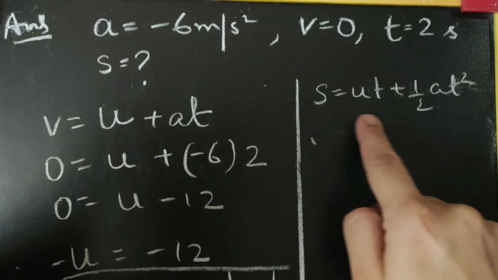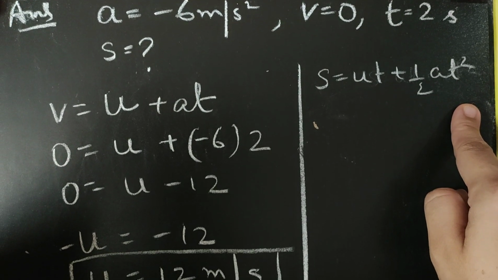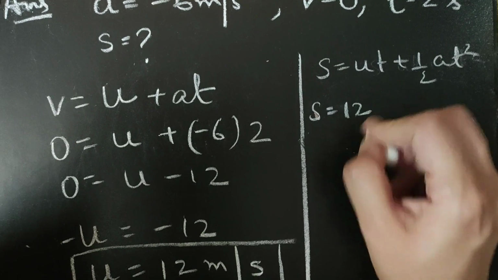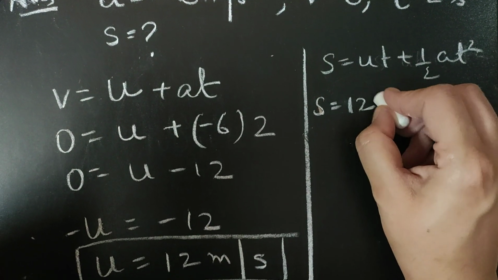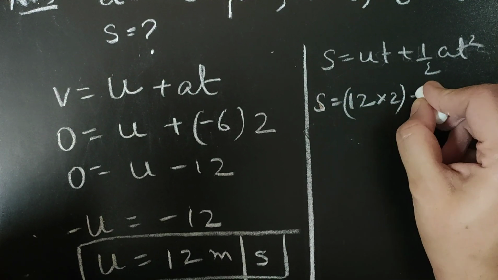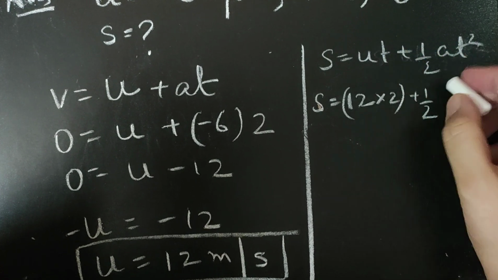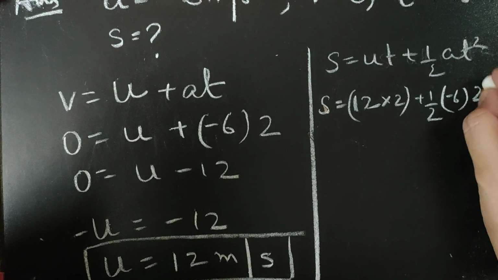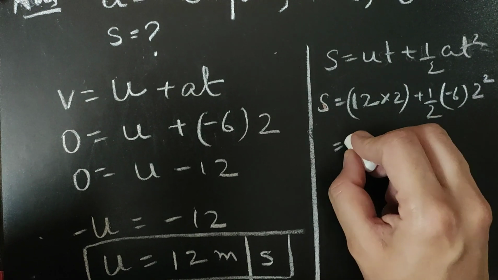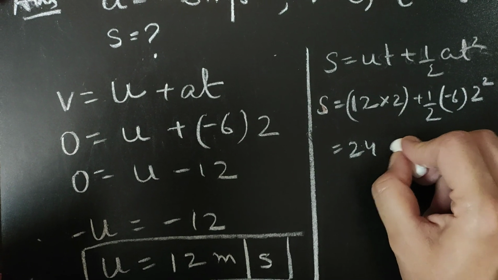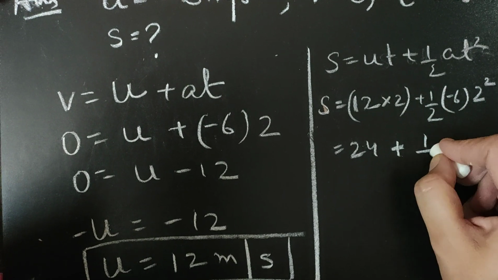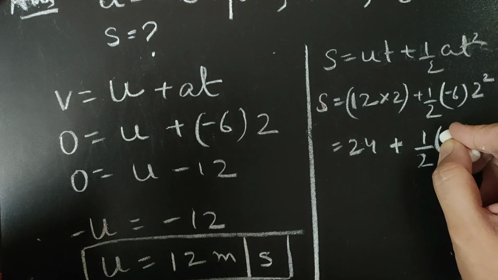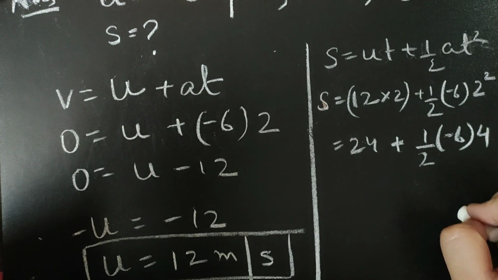So using the equation s = ut + half at square, when I put the values, s we are looking for, u we calculated as 12, t is 2, plus half, a is minus 6, and t square here would be 2 square. So solving it further, this becomes 24 plus half into minus 6 times 4.